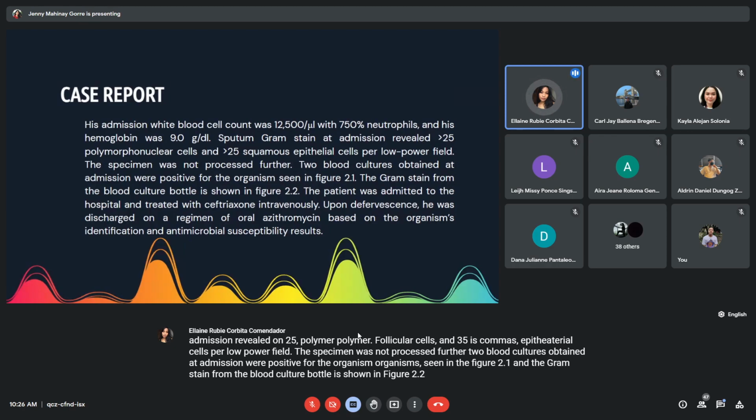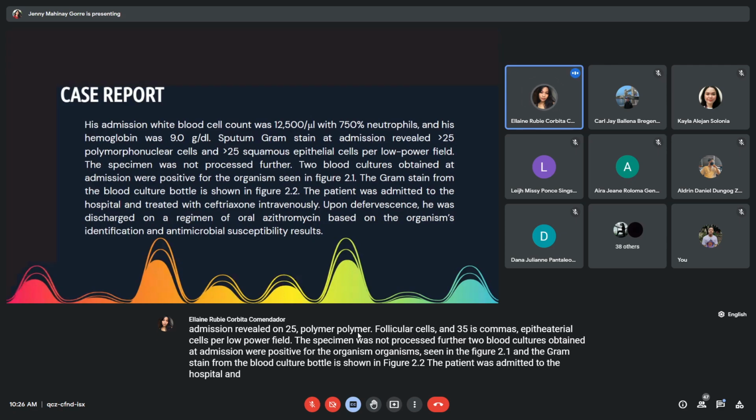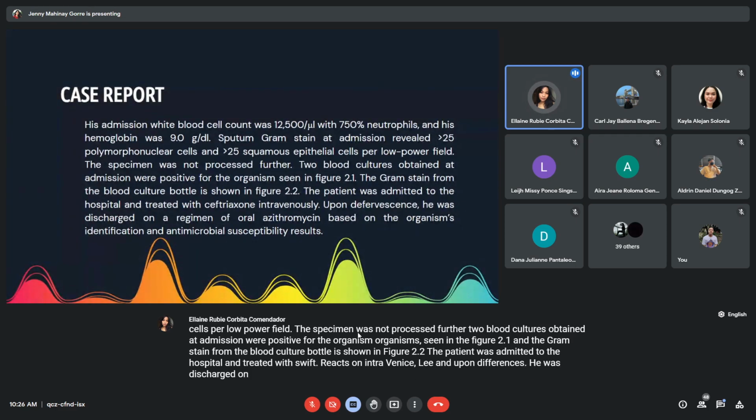The patient was admitted to the hospital and treated with ceftriaxone intravenously, and upon defervescence, he was discharged on a regimen of oral azithromycin. And based on the organism's identification and antimicrobial susceptibility results.